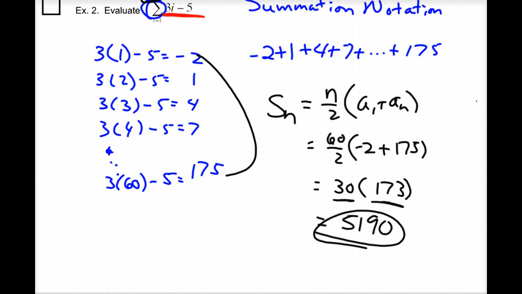And again, you have 30 pairs that add up to 173. Negative 2 and 175 is 173. What term would there be before 175? It'd be 3 less, 172. And when you add these up, you get 173. And what would be before 172? 169. And when you add 4 to that, you get 173. So you're going to get a whole bunch of 173s.